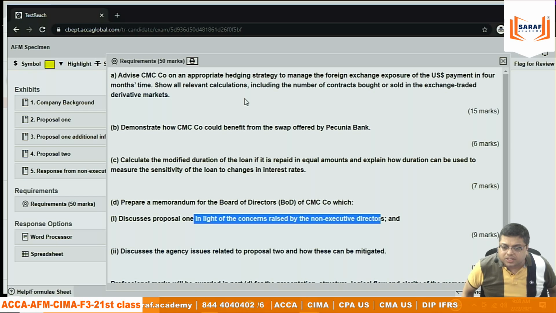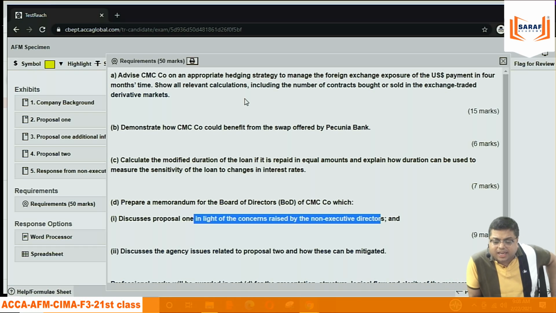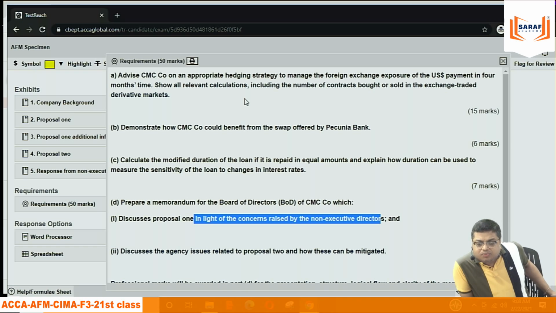Let me read it once from the top. Advise CMC company on an appropriate hedging strategy to manage the foreign exchange exposure of the US dollar payment in 4 months time. Payment hedging. So all relevant calculation including the number of contracts bought or sold in the exchange traded derivative markets. The question should be normal unless something unusual is given.